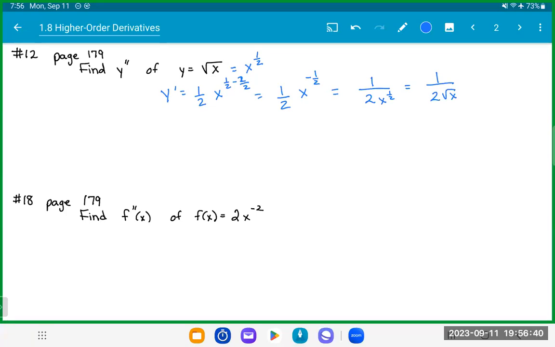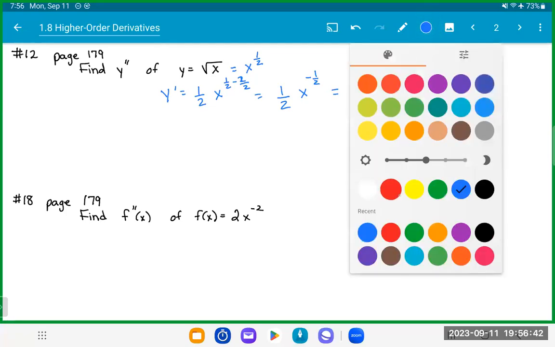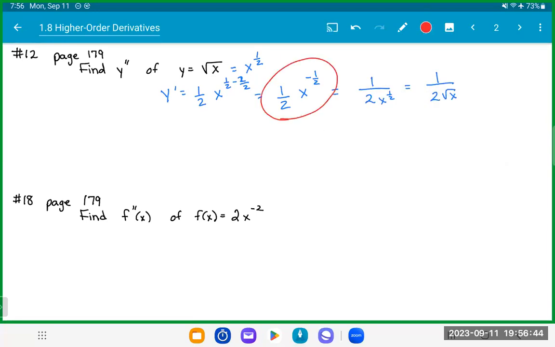Now, when I go to do my second derivative, though, we really want to just come back to this point here because it will make the math of the problem a little bit easier. So when I take the second derivative, that is negative 1/2 times 1/2. So that gives me negative 1/4. And this is x to the negative 1/2 minus 1. Remember, minus 1 is the same as 2/2, so we have a common denominator.